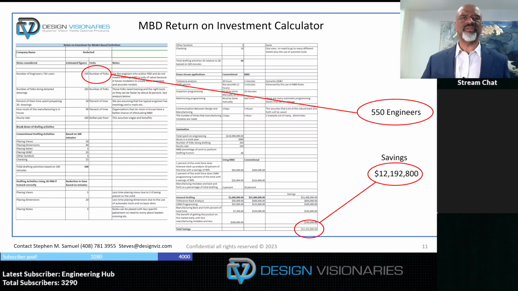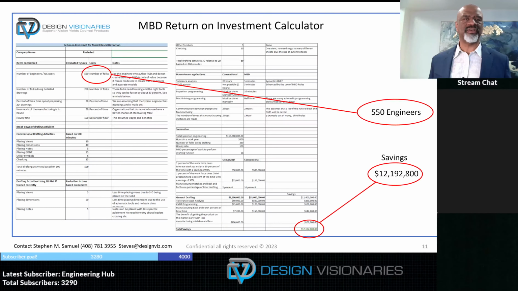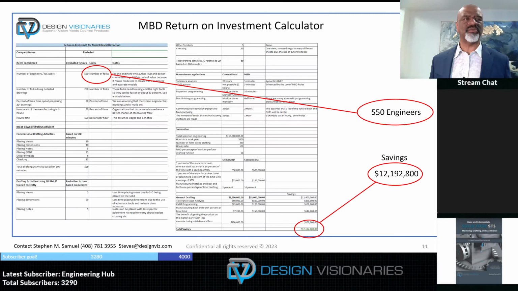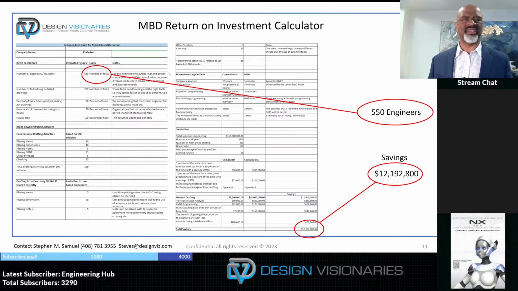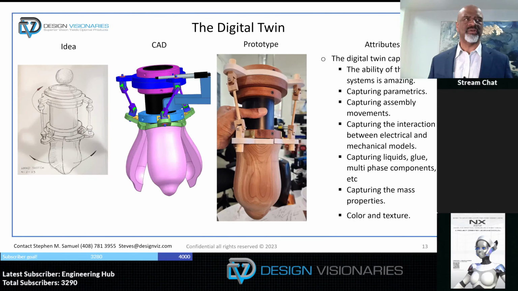In this particular case, we used the calculator, and we calculated the $12 million savings. Our customer took the calculator and did a bunch of things on their own to it, and they validated it in their own way, and they decided it wasn't 12 million, it was 10 million. But even still, that's really good for model-based definition. And so away you go with the idea that if you embrace these technologies, it will really be good.